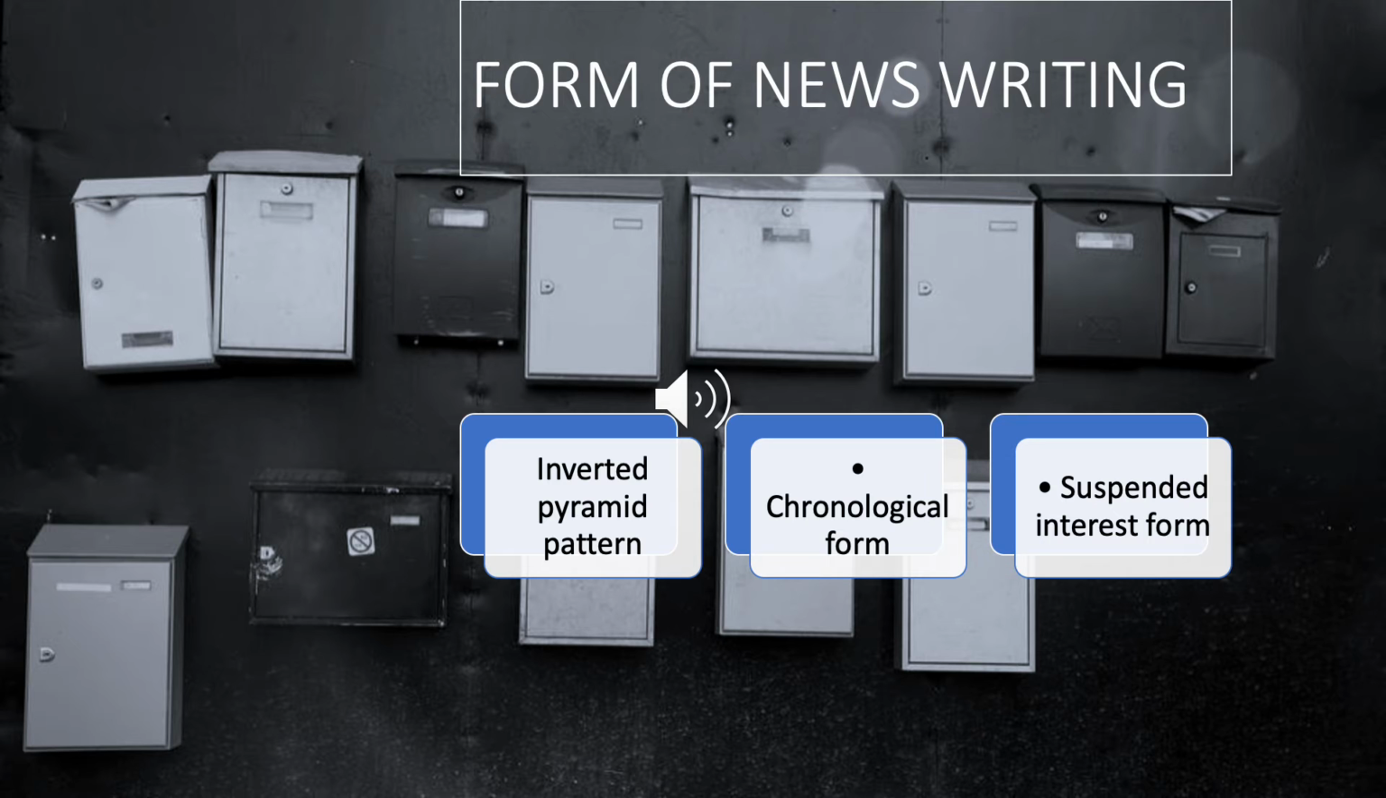And then we have the suspended interest form. Here, the purpose is only to stimulate interest. It gives the reader just enough information to satiate his or her appetite. After the lead, the story usually runs along in a chronological form so that the reader must read to the very end to get the climax. So these are the various forms of news writing.